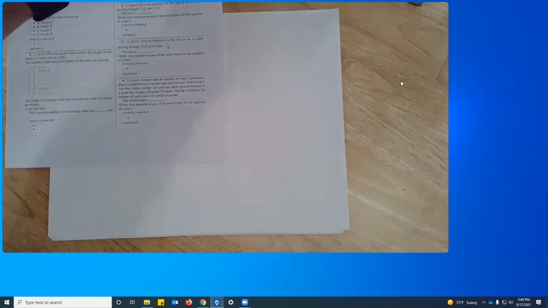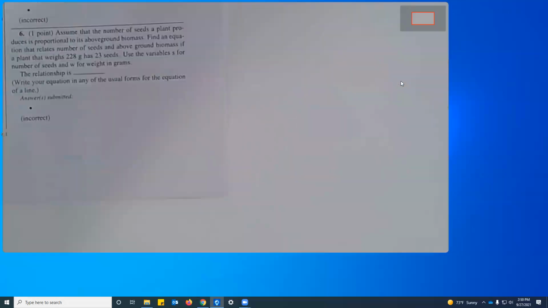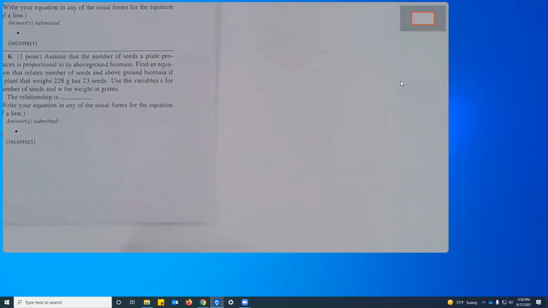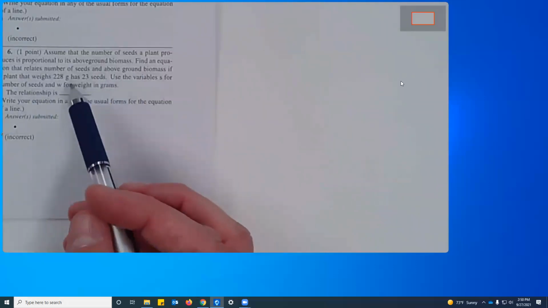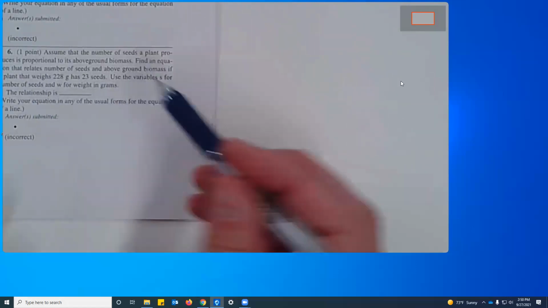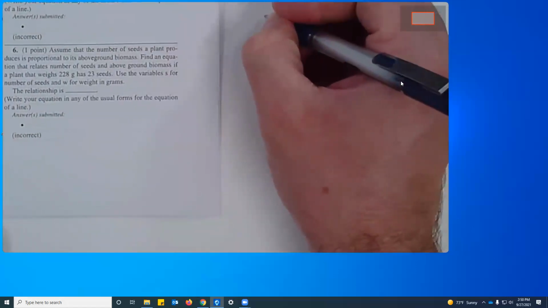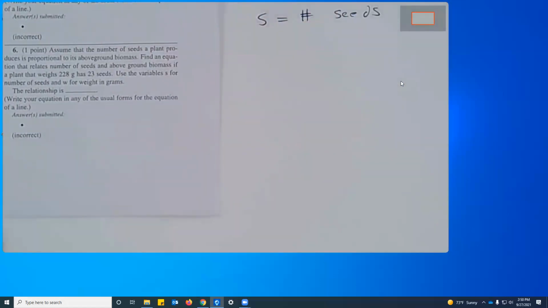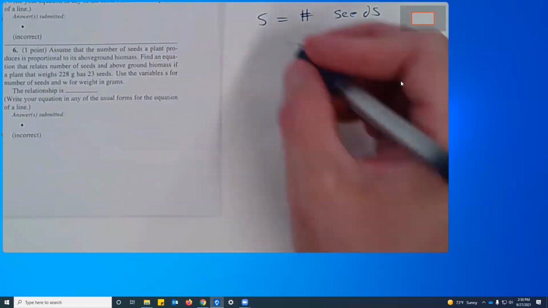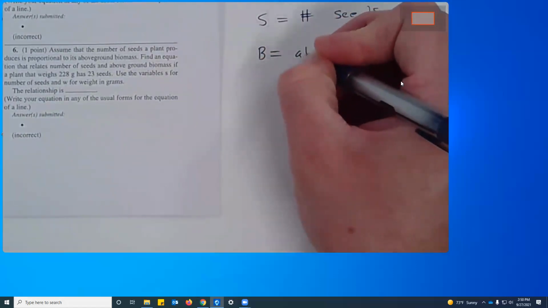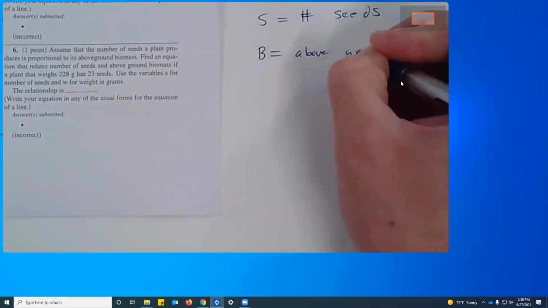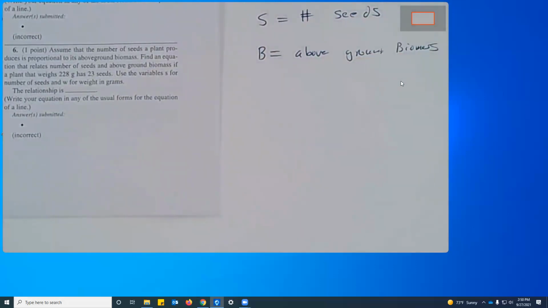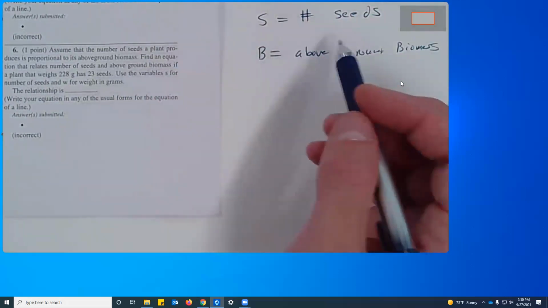Let's zoom in. I don't know why the zoom button is kind of finicky. So, right, there's a lot of words here. I'm going to write stuff down as I go. So assume the number of seeds. So let's say that S is the number of seeds is proportional to the above ground biomass. Let's say B is the above ground biomass. It is good to label your things. And I know that S, the number of seeds, is proportional to that.